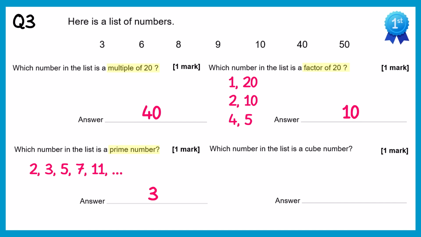And for the final part, we're looking for a number in the list that is a cube number. We can get cube numbers by doing 1 times 1 times 1, which is 1, but 1 is not in the list, so we can't use that one. And then 2 times 2 times 2, which is 8, and 8 is in the list, so that is our cube number.